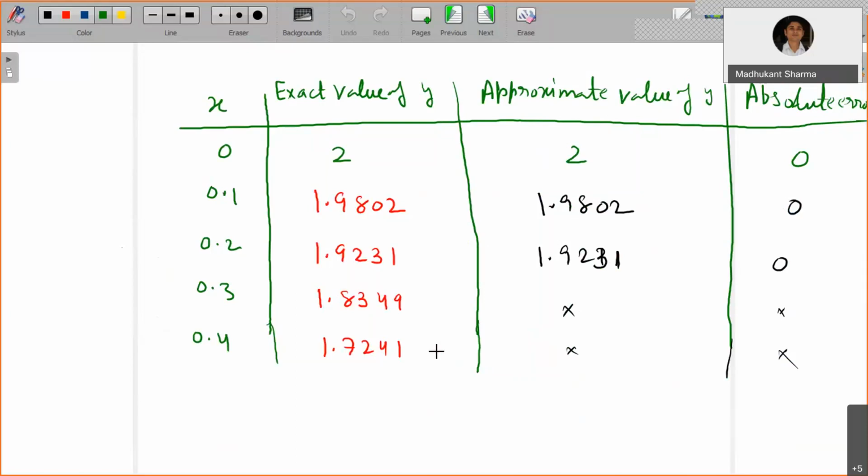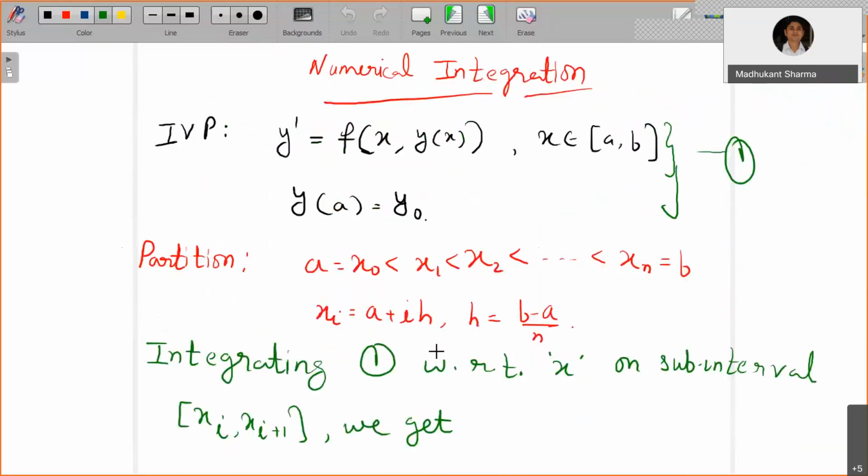Okay, so likewise we can proceed now using the numerical integration formulas. We have the given initial value problem, and you have the uniform partition. Then we integrate 1 with respect to x on the subinterval xi to xi plus 1. So that is another approach to obtain the already derived methods, and we can further develop new methods which are predictor corrector methods.